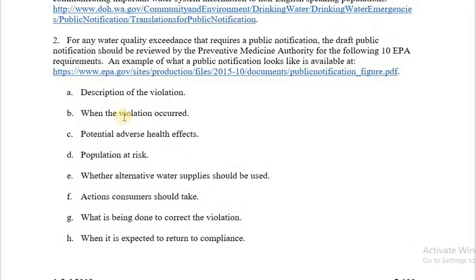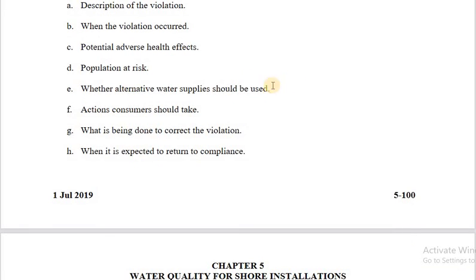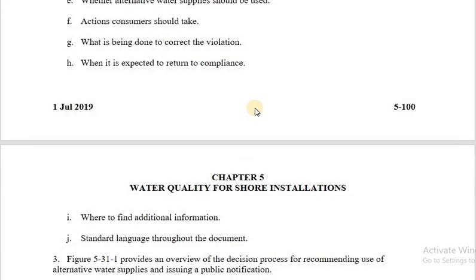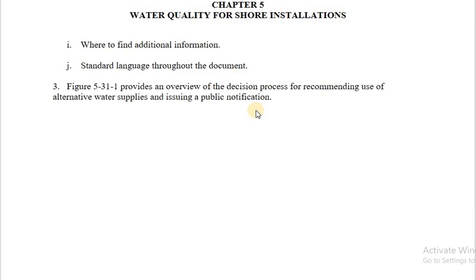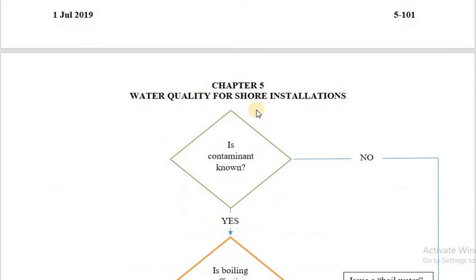It talks about stuff that you want to put in that notification, which all seem kind of common sense. So what is the violation? How did that occur? What are the adverse health effects? What's the risk? Do we need other water? What actions do consumers need? Like, do they need to boil their water? What's being done, and what do we need to do to get us back to norm? So that stuff's kind of common sense.